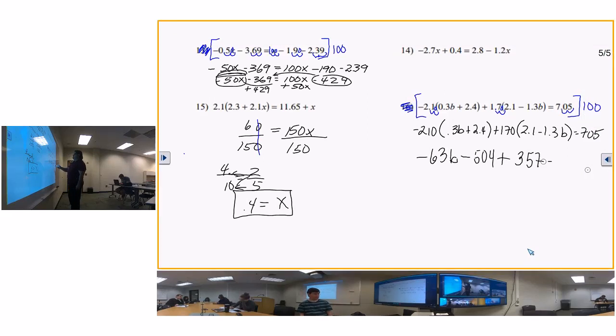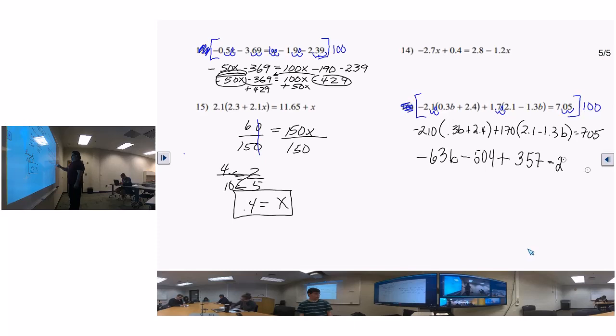And then minus, well, 170. 1 times 170 is 170. And then 17 times 3 is 51. 51 plus 170 is 221, thank you. So 221B is equal to 705.